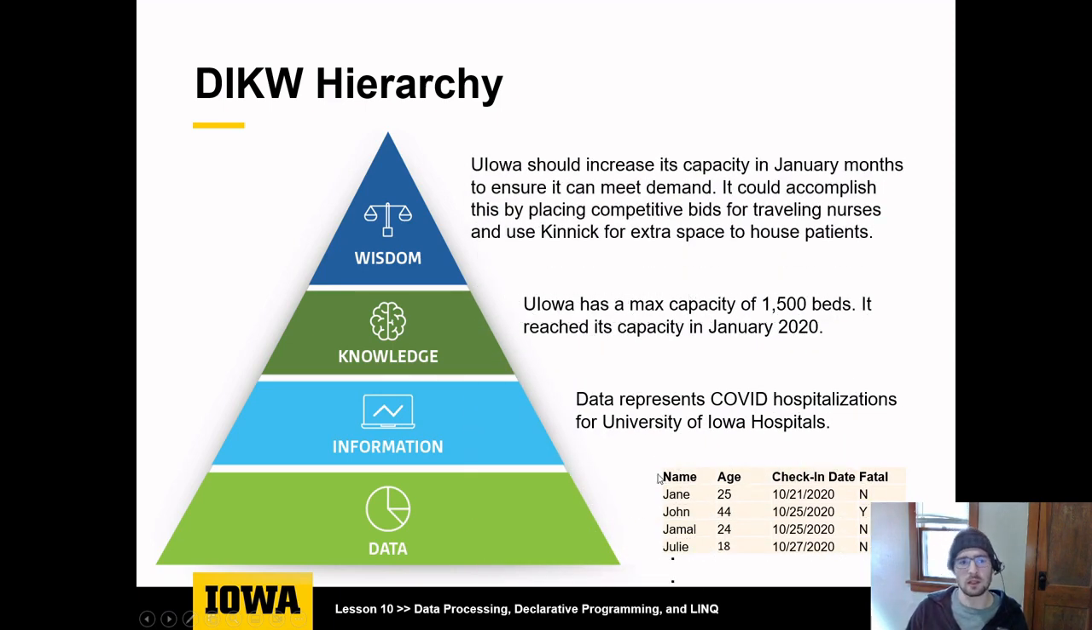And then from here you can extrapolate some piece of wisdom such that the University of Iowa hospital should make effort to increase its hospital capacity in the January months to ensure that it can meet demand. It could accomplish this by placing competitive bids for traveling nurses and using Kinnick Stadium for extra space to house patients, something like this. So we have taken our data and ultimately we used it to make a decision about how we should act. So that's the general goal of this. And to be clear, I don't know if any of these things are real. This is just an example.